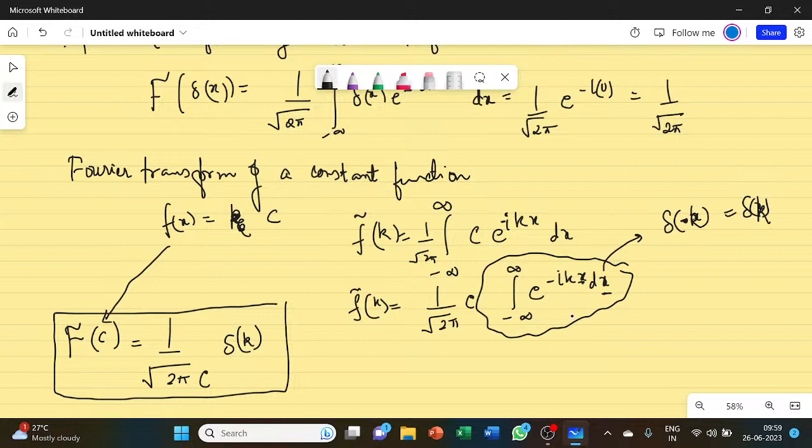Okay, I forgot one thing. I will have to write 1 upon 2 pi as well. So this will be, I think, 2 pi. Sorry. This will be 2 pi into this. And not c will not come below, c will come here. So I'll get root over 2 pi c and Dirac of k. So one has to remember this particular thing. So the Fourier transform of a constant function is expressed in terms of the Dirac delta function.